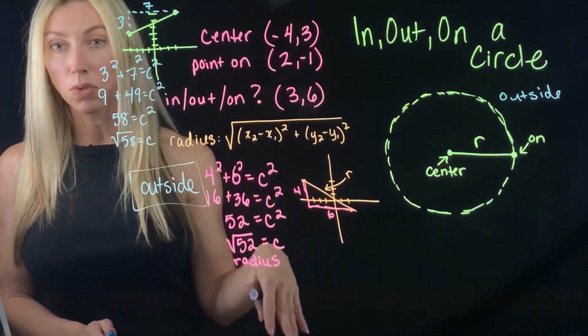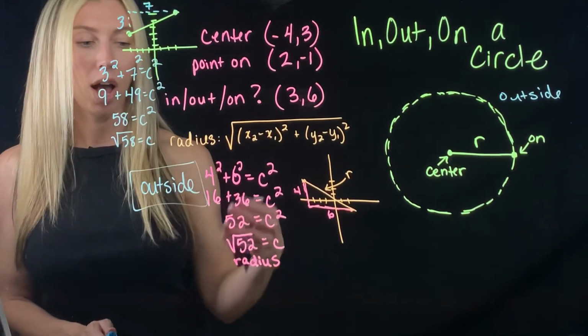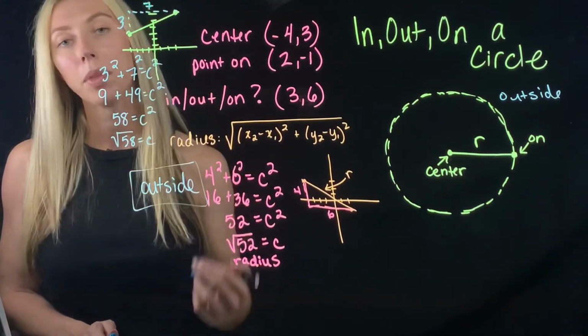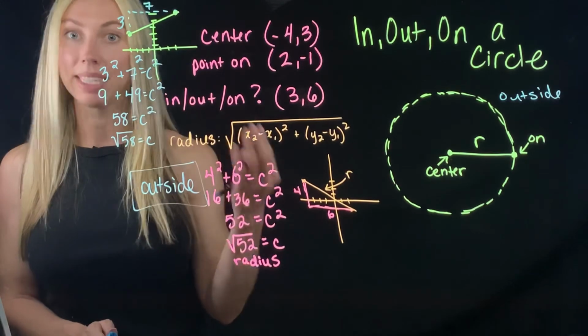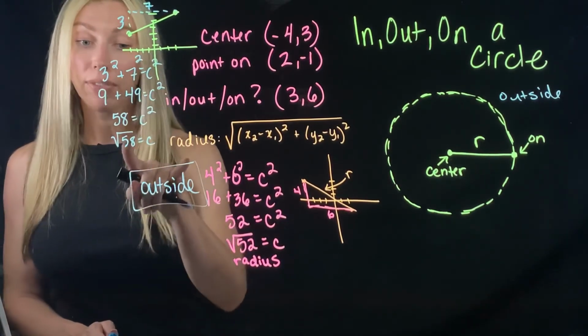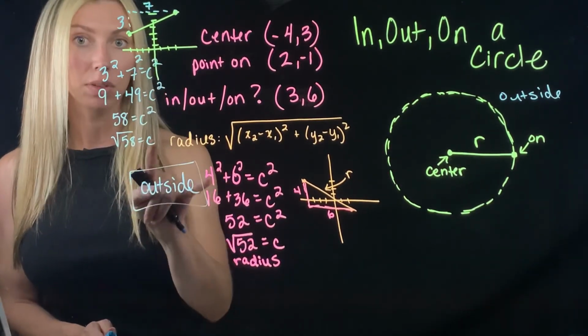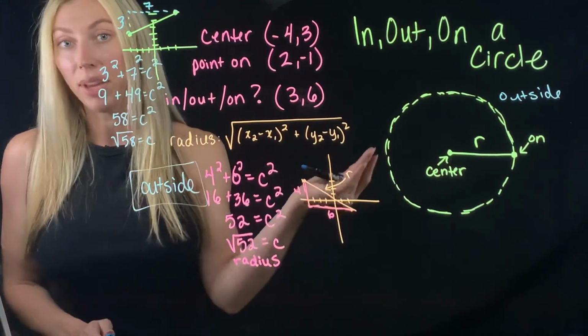You could have done the distance formula twice if you prefer not to do the Pythagorean theorem. If you get a number that is less than the radius, you're going to end up saying that it's inside the circle. And if you end up having equivalent values, then your point will be a point on the circle.